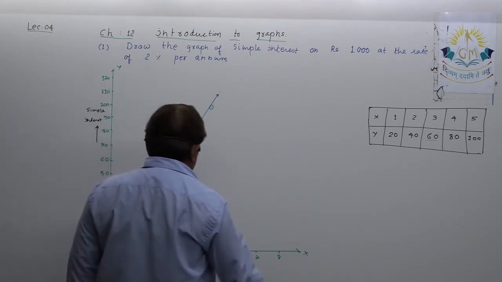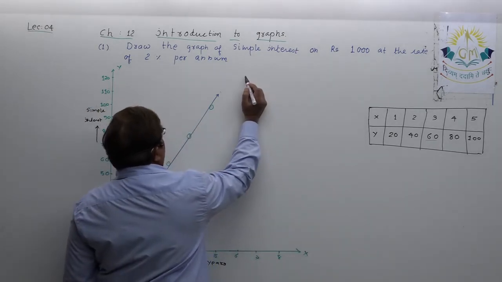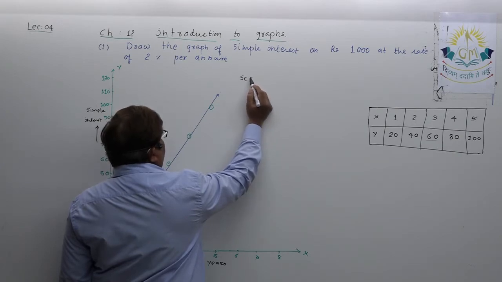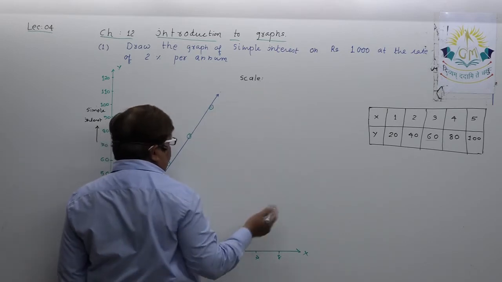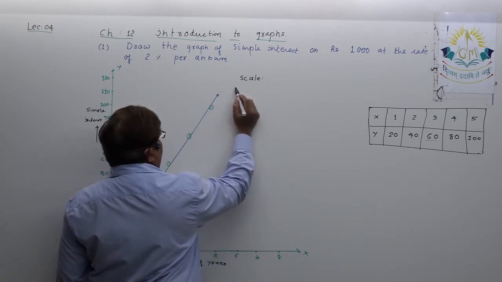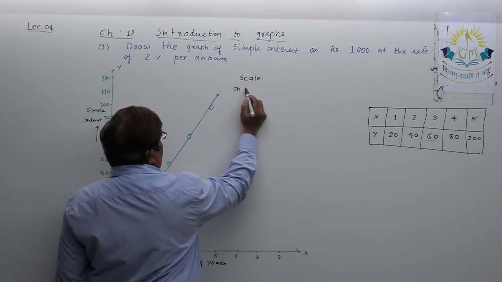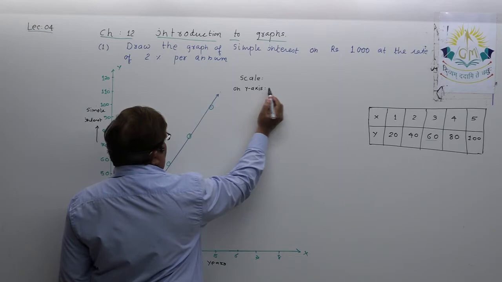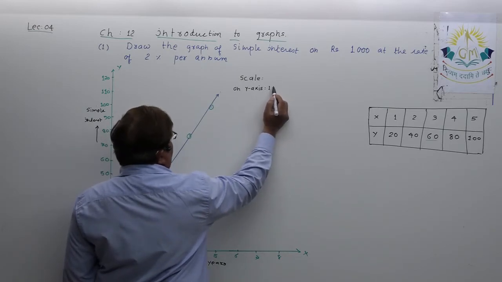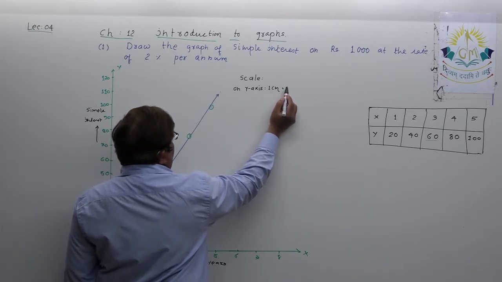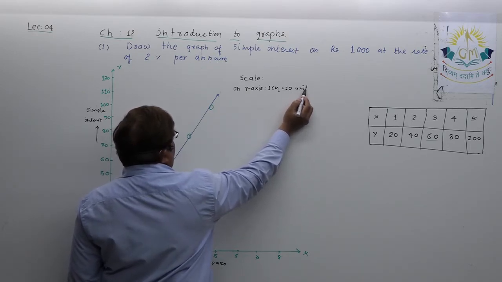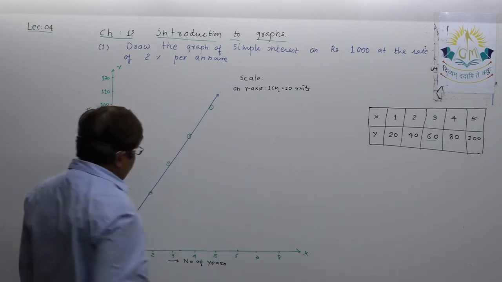And mind one very important thing to mention in the graph, no doubt not beyond the green section, but the scale factor. No scale has been taken on the X axis, but on the Y axis you need to mention that you have taken 1 centimeter equal to 10 units. Understood? This is the way.